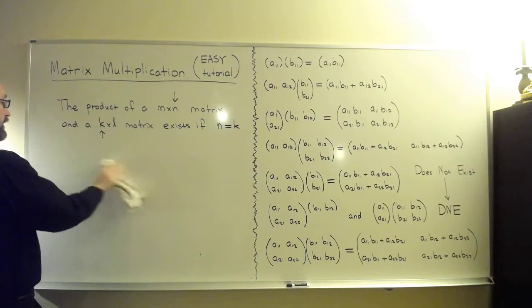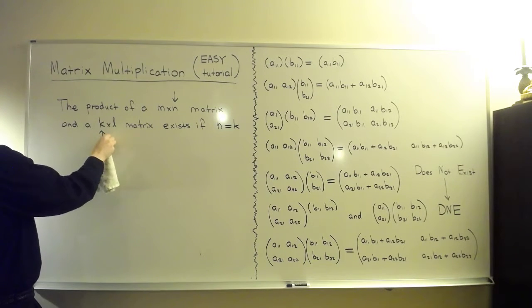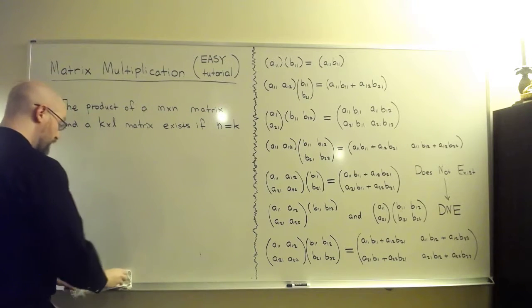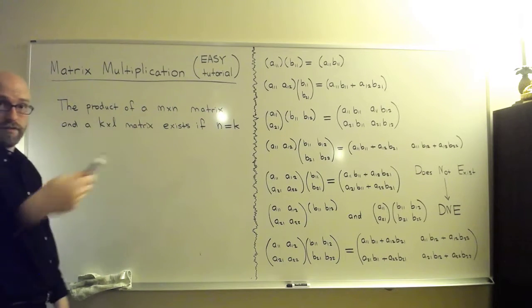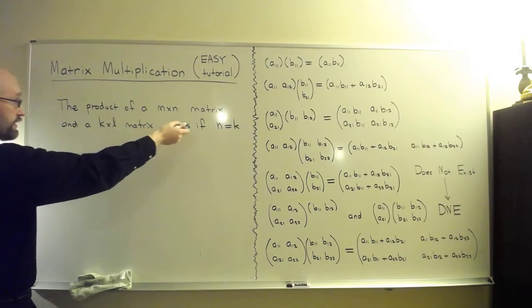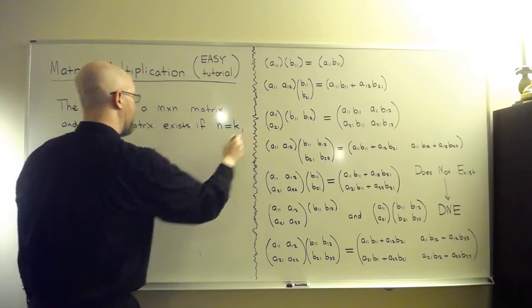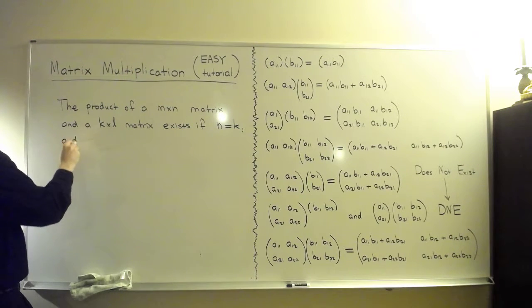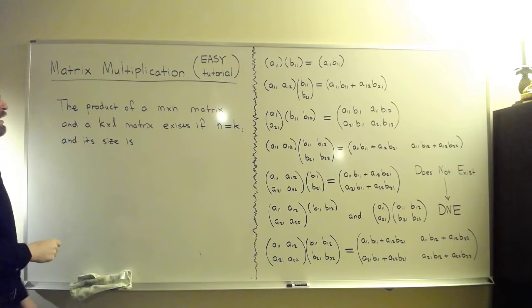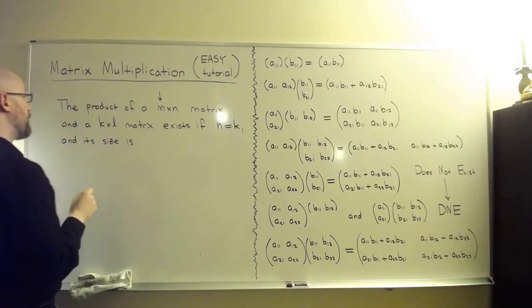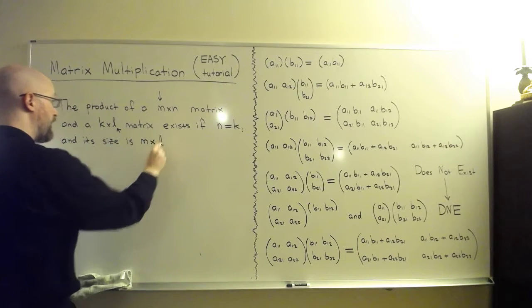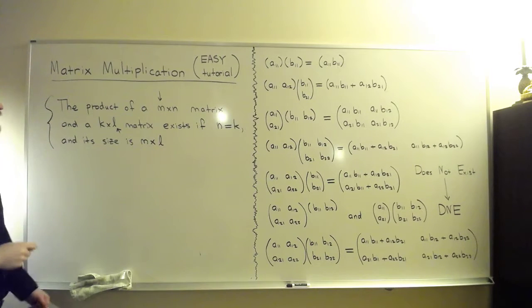And then this next thing I'm going to say wasn't obvious from the example we just did, because we didn't work it through entirely. But if the product does exist, you can also tell how big it is. So the product of an M by N and a K by L matrix exists if N equals K. And if it does exist, its size is, we're going to take the first number here and the last number here. This will be M by L. So that's the rule.